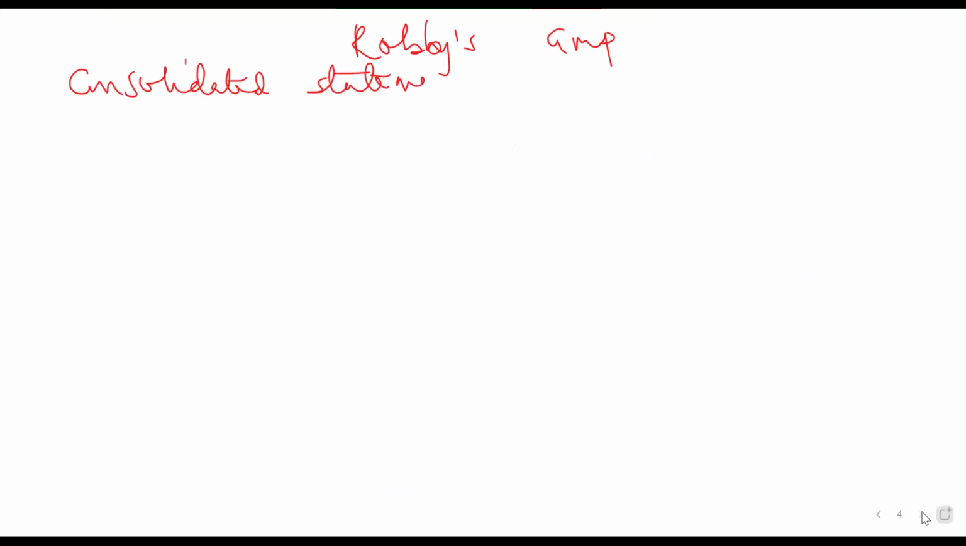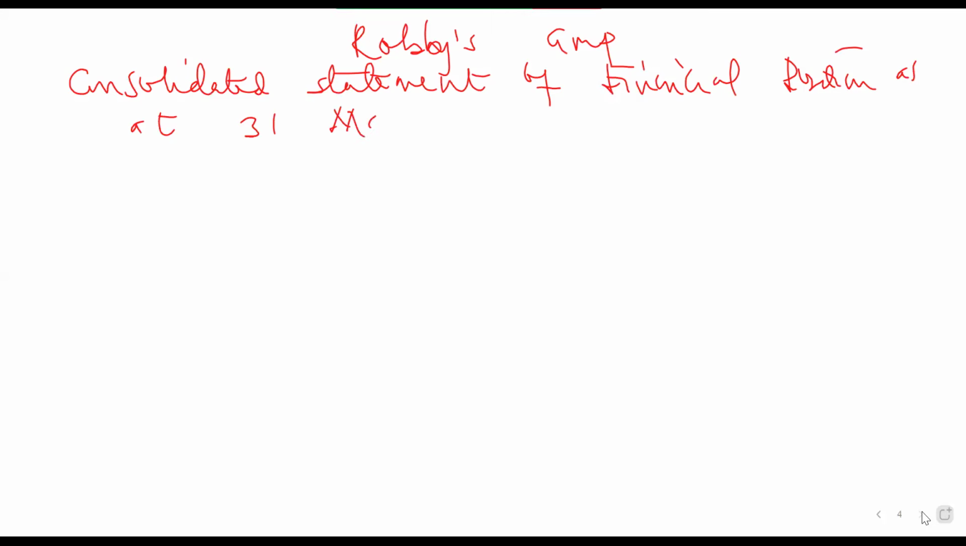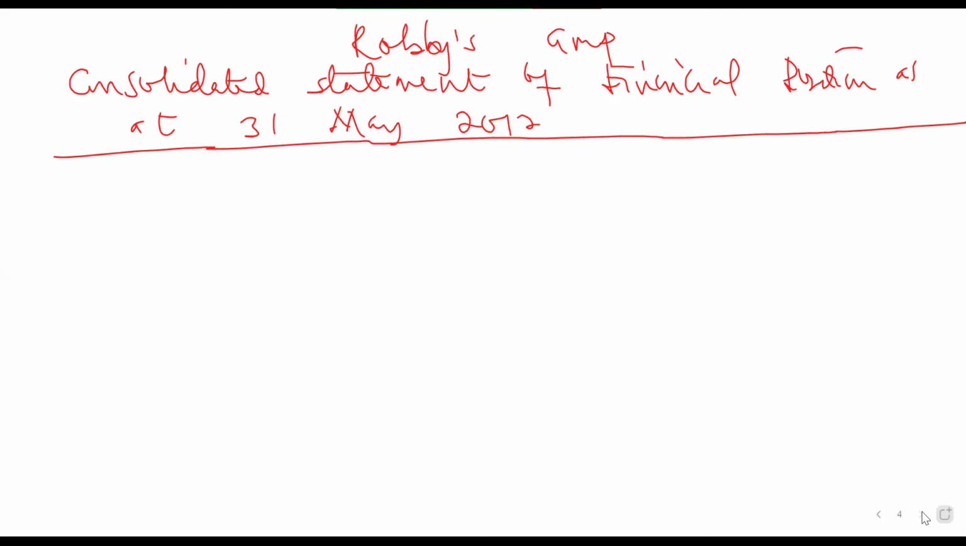Ruby's group. Okay, consolidated statement of financial position, as at 31st May 2012. Okay, please, for statement of financial position, there is nothing like what?